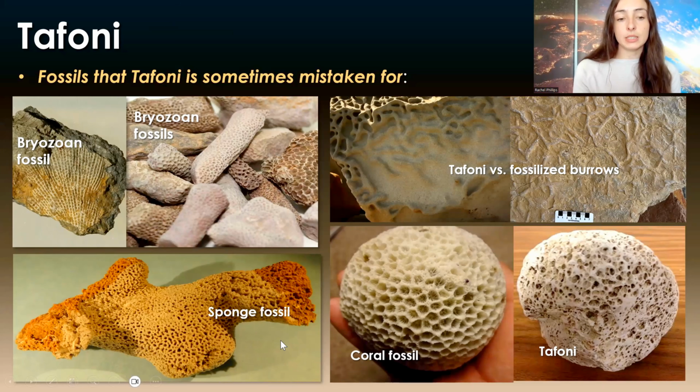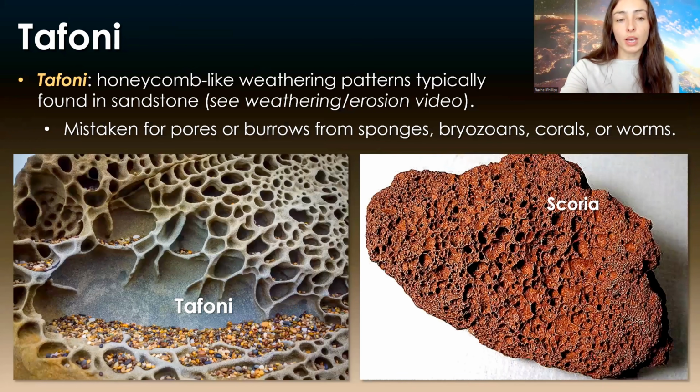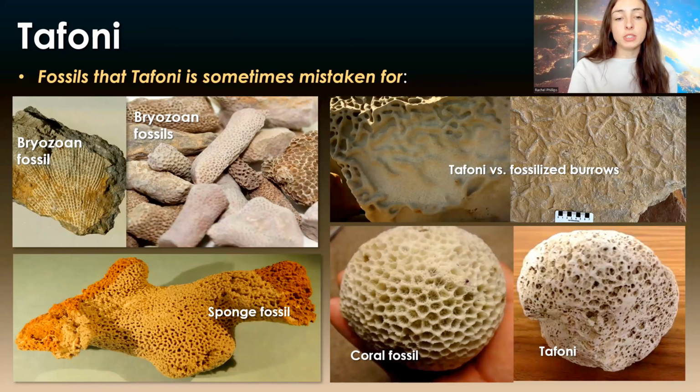Then if we look down here, we see a sponge fossil. This is an example of one. Sponges can look so diverse, so it is hard sometimes when a sponge fossil is not preserved super well to see the pattern. But in most cases, you can tell the difference between things like scoria and tafoni and things like sponges, because sponges and corals and bryozoans tend to have a more regular, repetitive pattern in their little cavities, compared to tafoni and scoria, which are random. So here's an example. This tafoni to the bottom right, you can see how much more random it is compared to the actual coral fossil here.